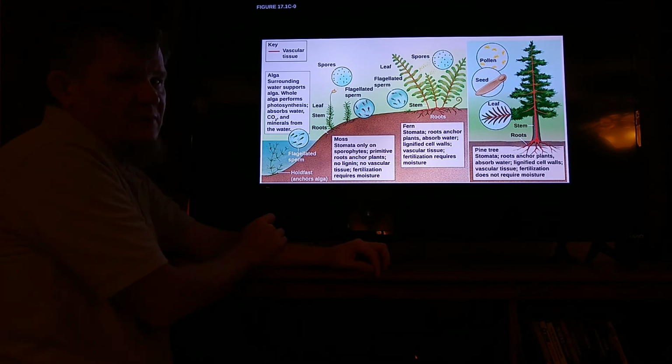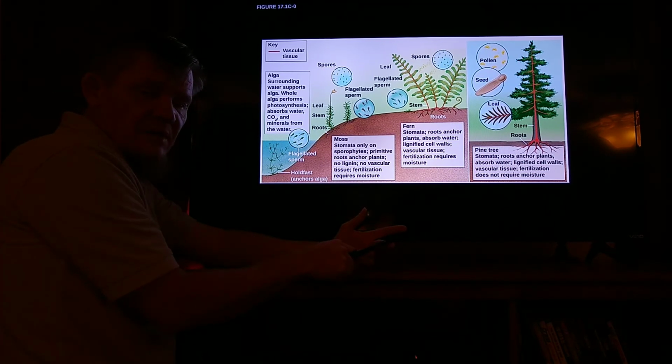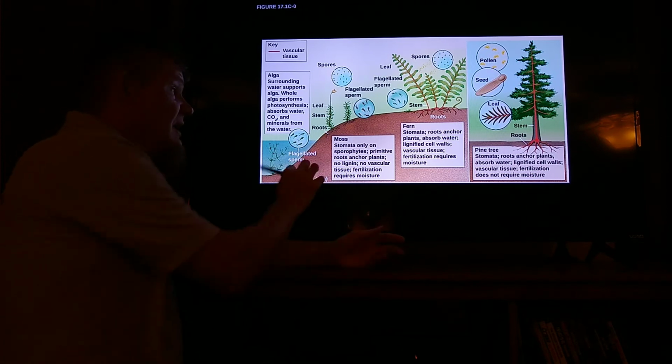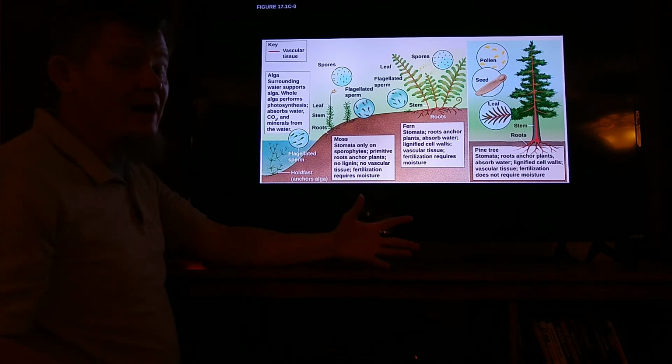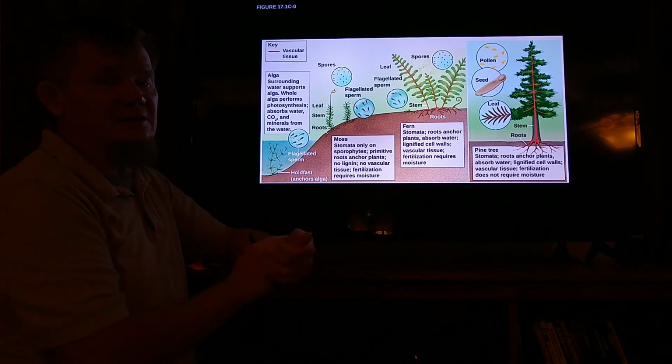But what are the problems for living in water? The problems are not enough nutrients, not enough carbon dioxide, and not enough light. If I come out on land, well, that's great. I solved those problems. There's now plenty of light, plenty of carbon dioxide, and there's actually lots of minerals.